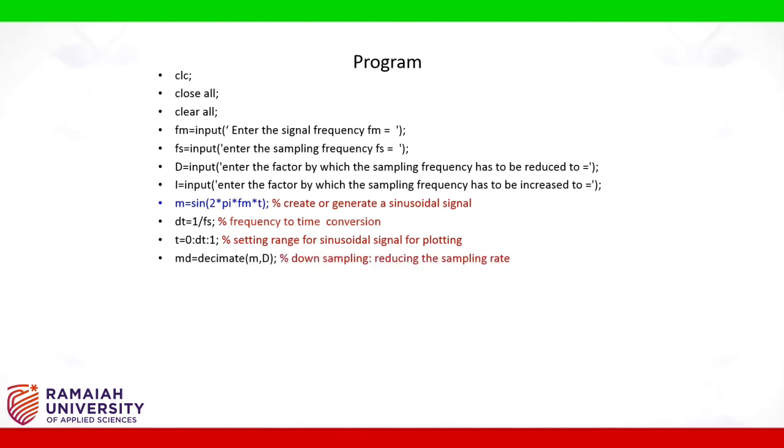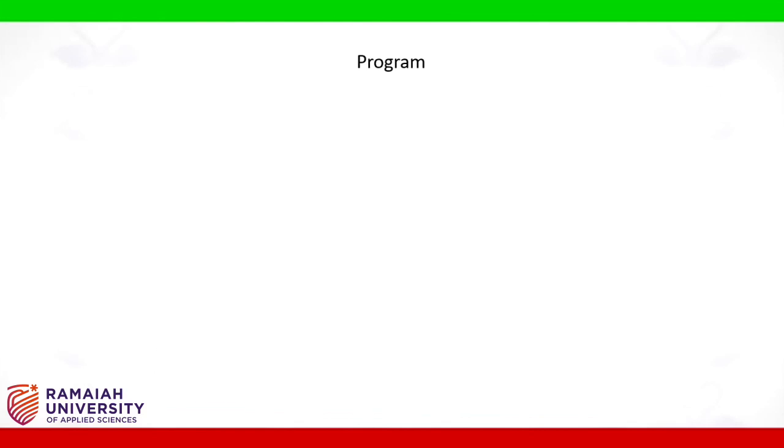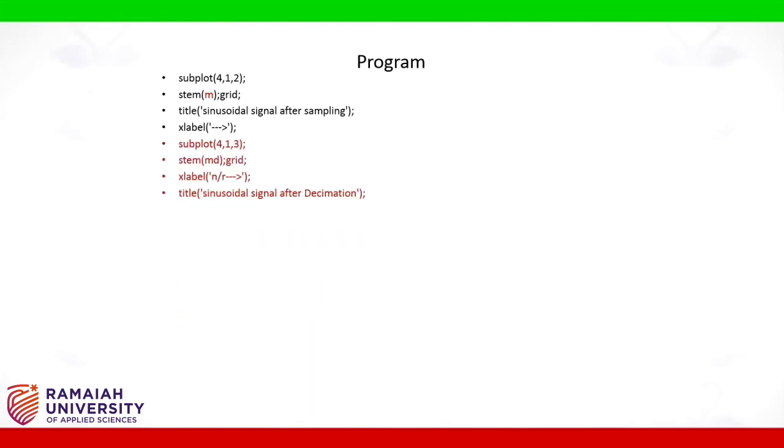Downsampling reduces the sampling rate using the decimate command, and upsampling increases the sampling rate using the interp command. We need to plot the original sine wave in the first position, then the sine wave after sampling in the second position, then the sine wave after decimation in the third position, and the sine wave after interpolation in the fourth position.